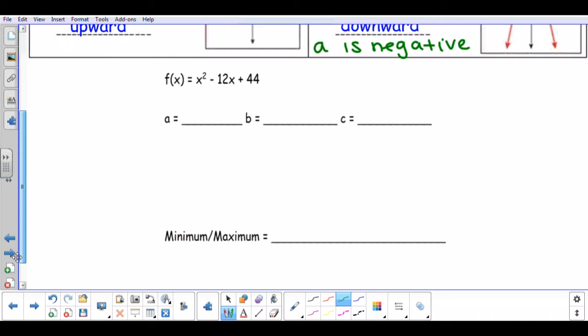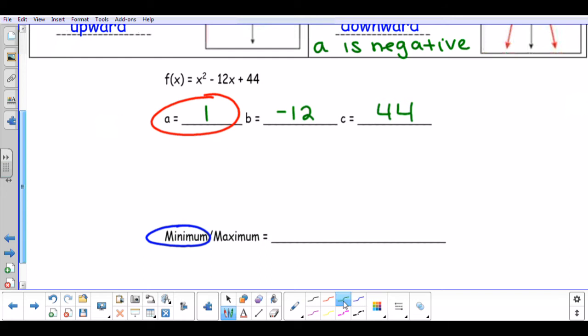So here in our example, I have x squared minus 12x plus 44. So we can identify the a, the b, and the c. So our a term is 1, our b term is negative 12, and our c term is 44. So I can already determine if it's going to be a minimum or maximum by looking at our a, and our a is a positive 1. So since my a is not negative, that means it's going to open upward, so I'm going to have a minimum value.